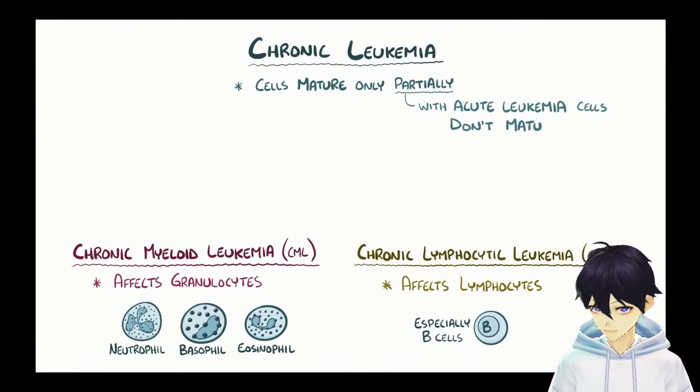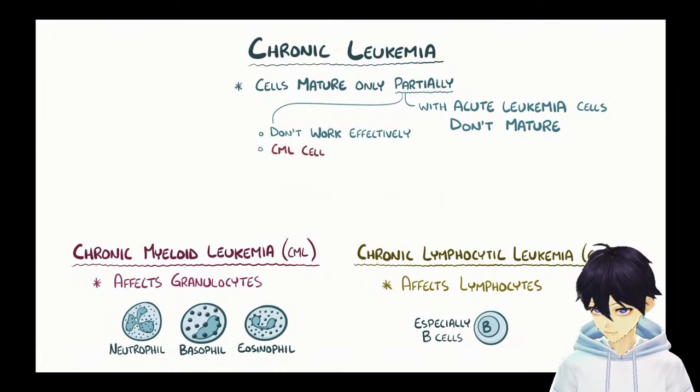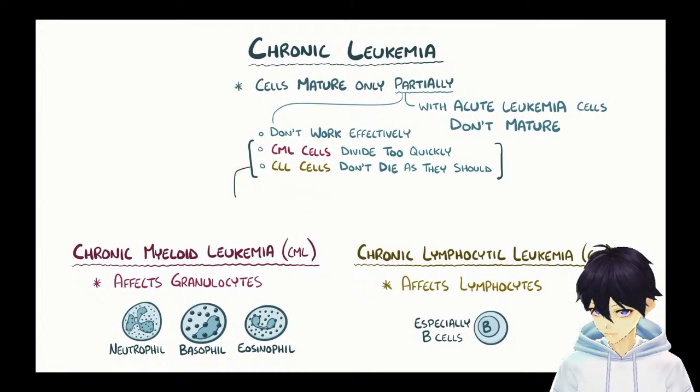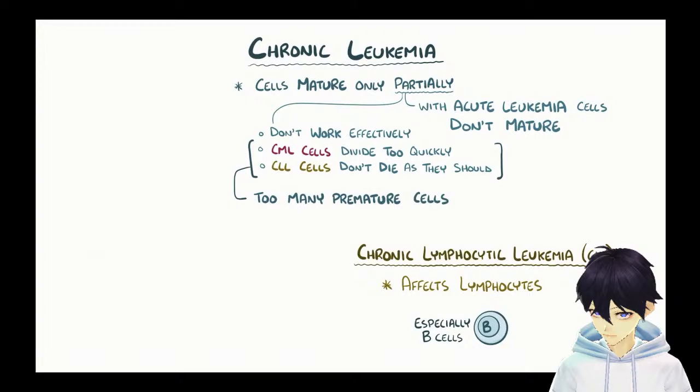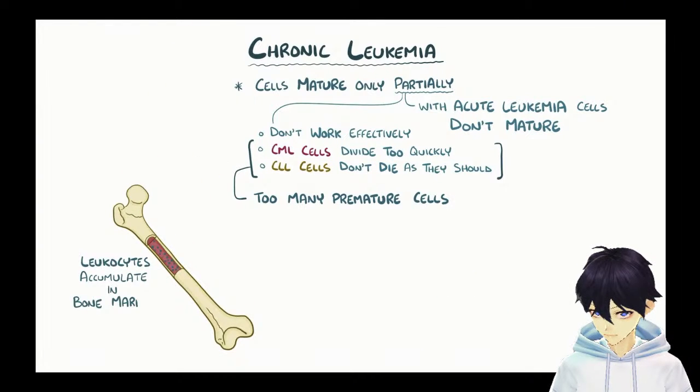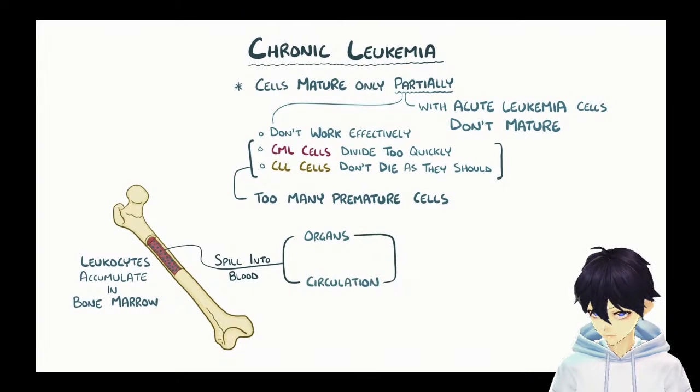Both CML and CLL cause cells to mature only partially, and that's a key distinction from acute leukemias, where the cells don't mature at all. As a result, these abnormal, premature leukocytes don't work effectively, which weakens the immune system. In addition, the chromosomal changes alter the cell's normal cell cycle. As a result, in CML, the cells start to divide way too quickly, and in CLL, the cells don't die when they should. And in both situations, we're left with way too many of these premature cells. So over time, premature leukocytes accumulate in the bone marrow, until eventually they spill out into the blood. Now, some of these guys settle down in organs and tissues across the body, but others keep circulating in the blood. With a bunch of extra cells in the blood, all the healthy cells get crowded out, and it's tough for them to survive with the extra competition for nutrients.